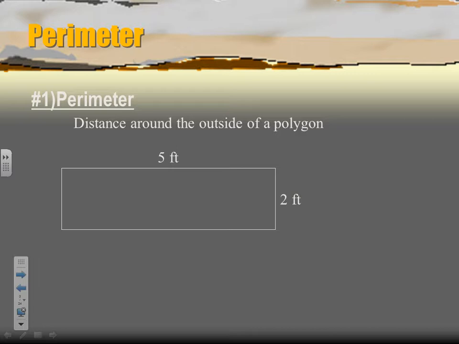If we know the length is 5 and the width is 2, we know the opposite length is 5 and the opposite width is 2. So we're going to determine the distance around the outside here. We're going to determine the perimeter. So here's a little visual to kind of help you out. This helps me out when I see things actually happen. Let's show you that one more time. We are measuring the distance around the outside.